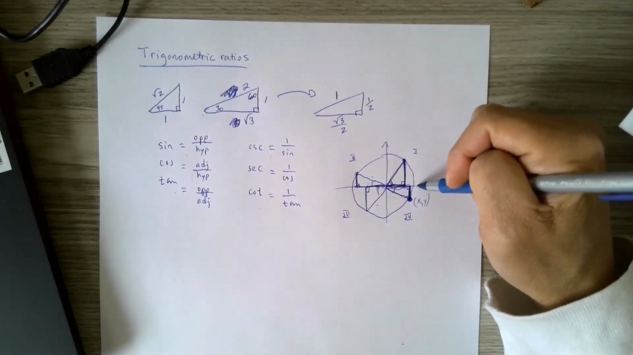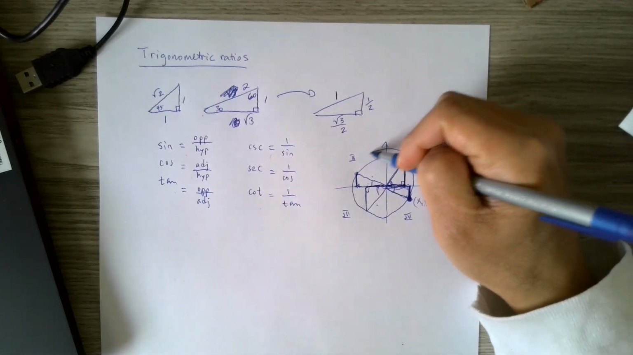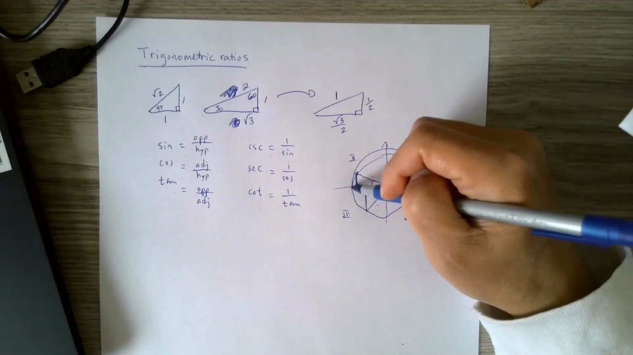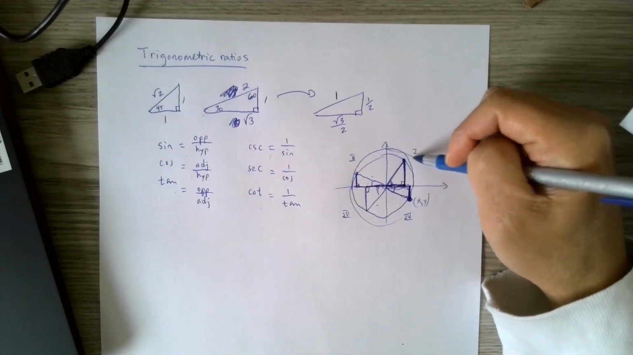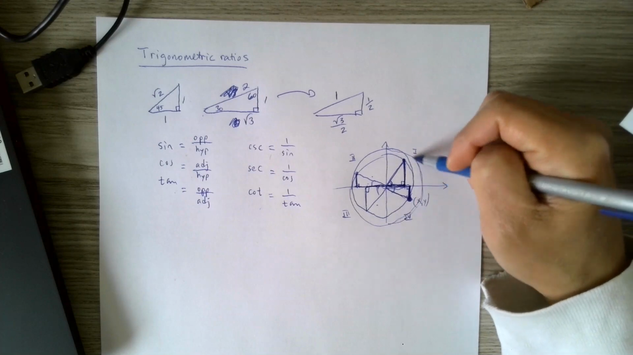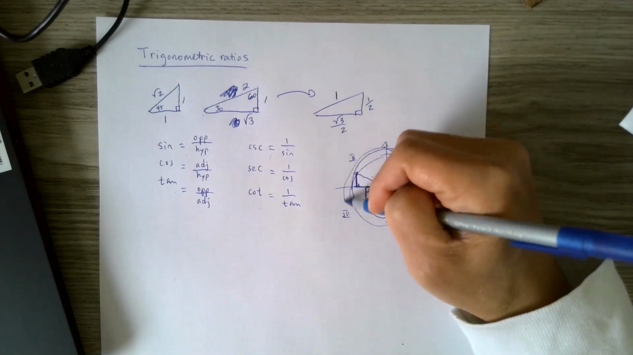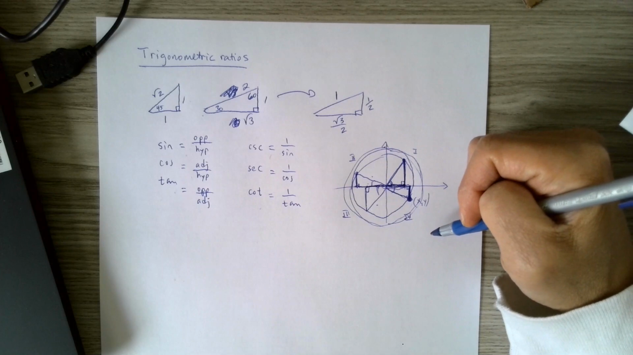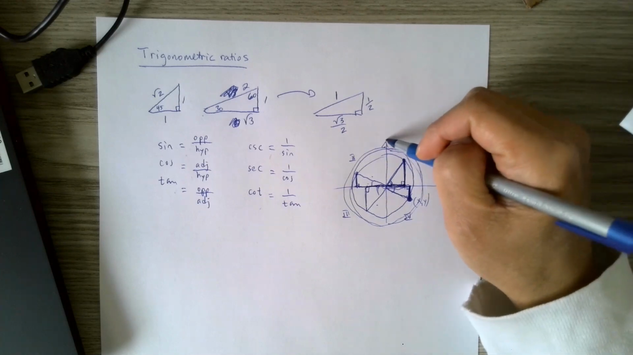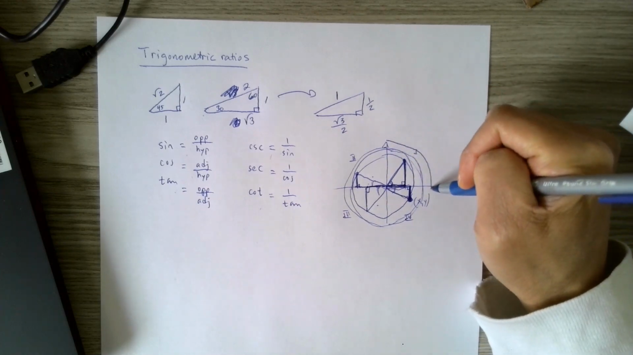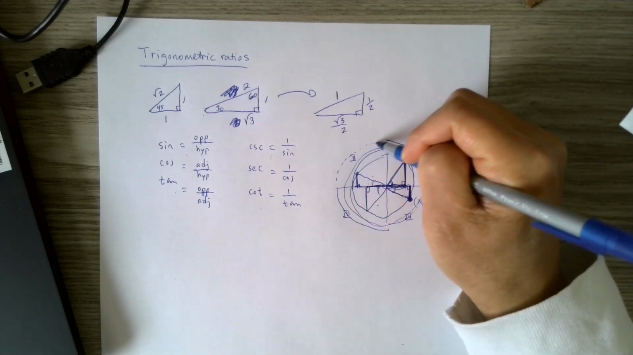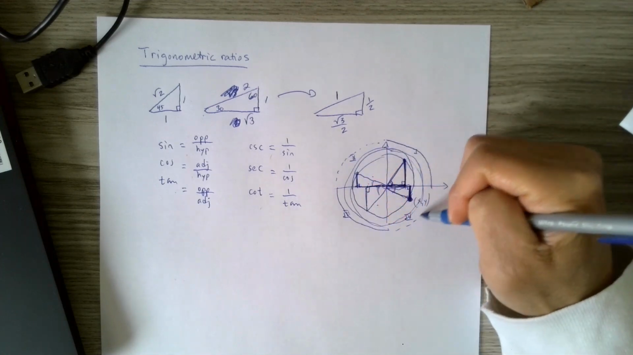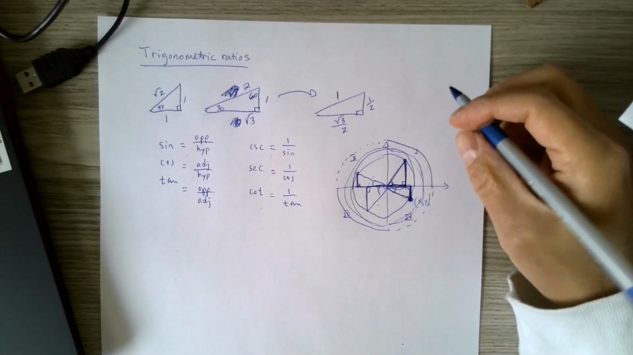Sine will be positive here, but negative down here. Cosine will be positive anywhere in here, quadrants 1 and 4, but negative in 2 and 3. Tangent will be positive in quadrant 1 and quadrant 3, but negative in quadrants 2 and 4.